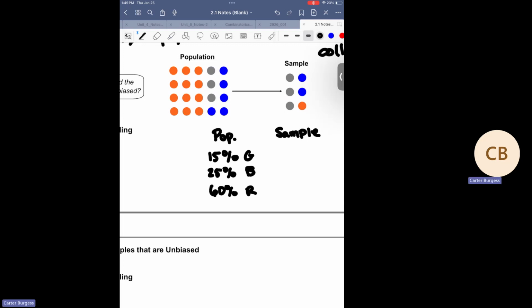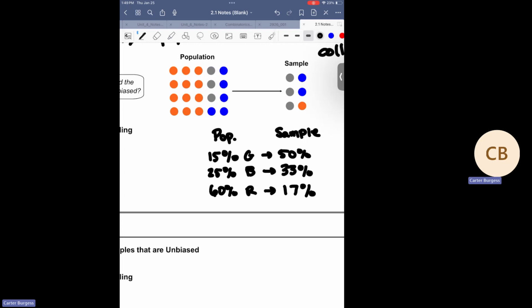And for our sample, what percentage of our sample is gray? 50%. What percentage is blue? 2 out of 6. You have to count the total. So 33%. You're good. And then how many are red? 1/6, 16.6 repeating. We'll round it up to 17% just to make our numbers look nice and clean.